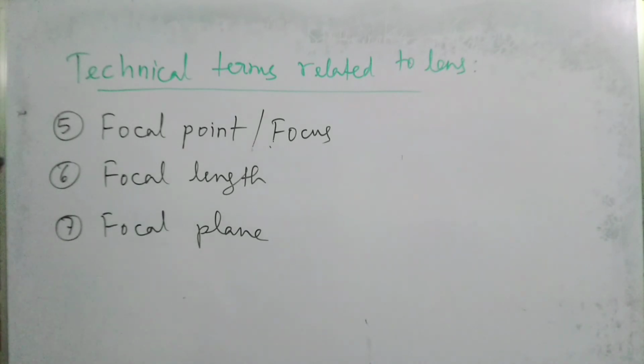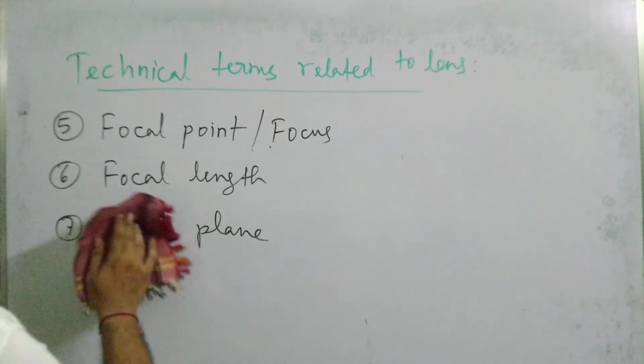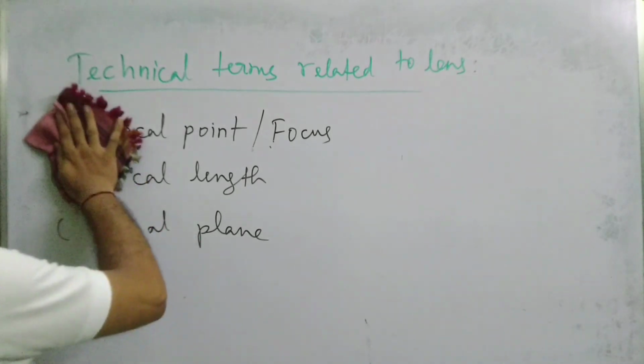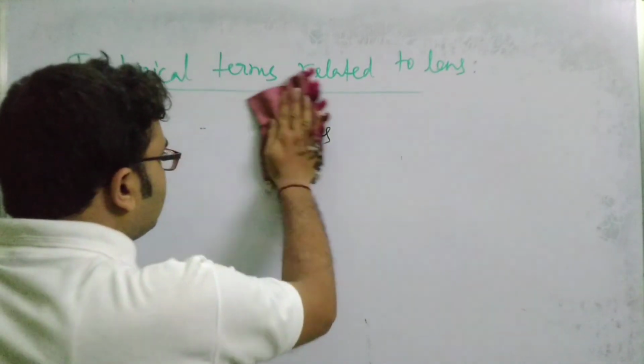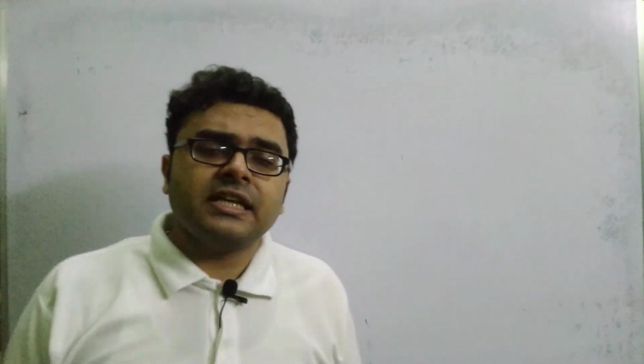So we have completed this part of the chapter where we have discussed the technical terms related to the lens. Today we will be stopping here. In the next video, we will be discussing the various ray diagrams for convex and concave lens, and various rules regarding those.